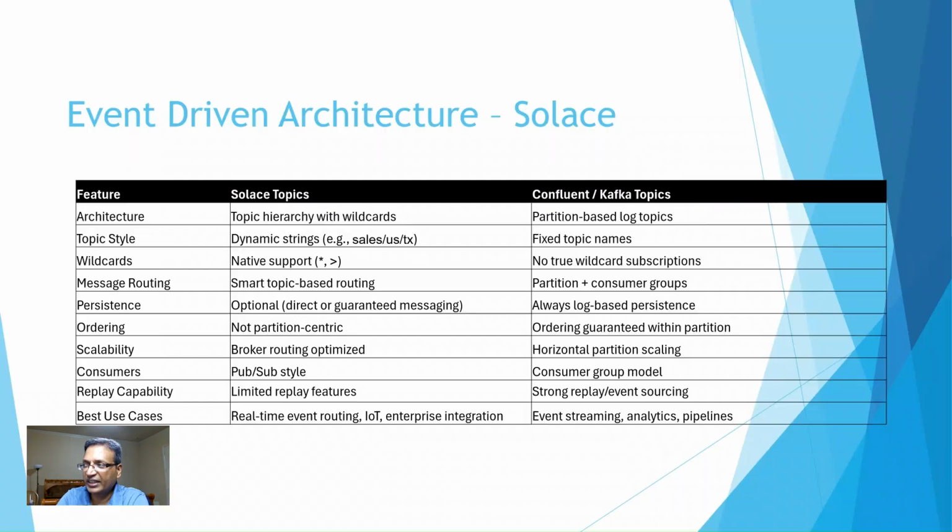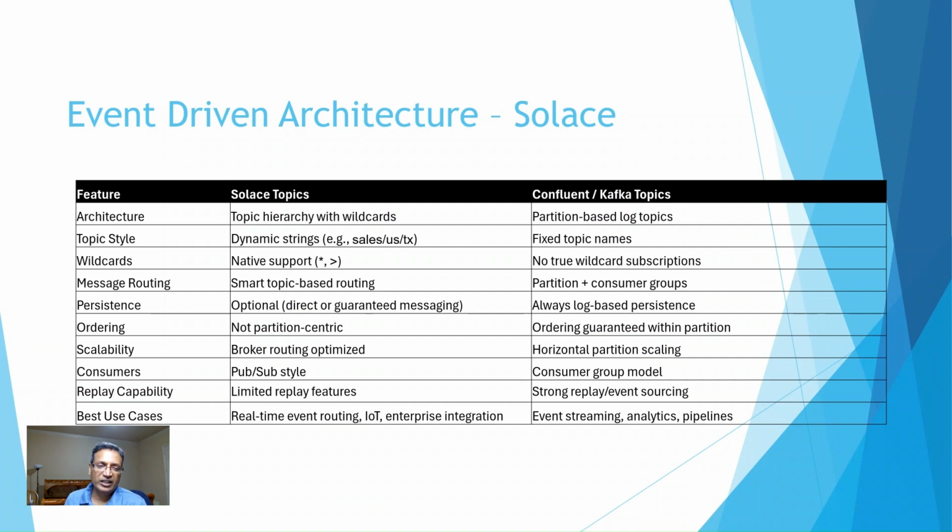Whereas in Solace you can publish to an order/North America/USA/Texas topic, and then whoever the subscriber is will consume whatever is published there. So that type of thing. Also, there is native support for the star and greater-than symbols, whereas in Confluent there is no true wildcard subscription. So you have to subscribe with the topic name.